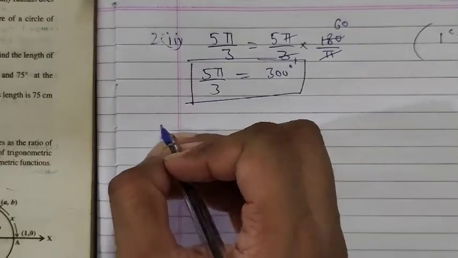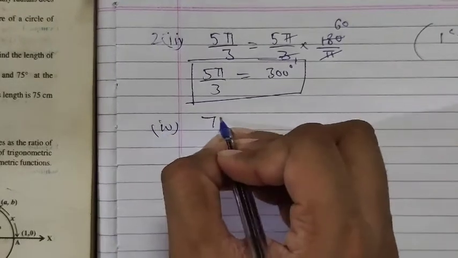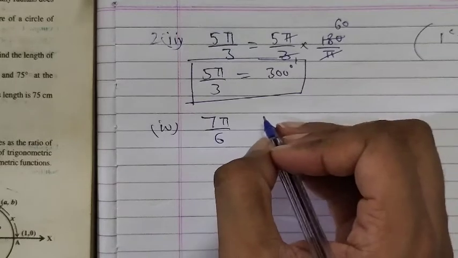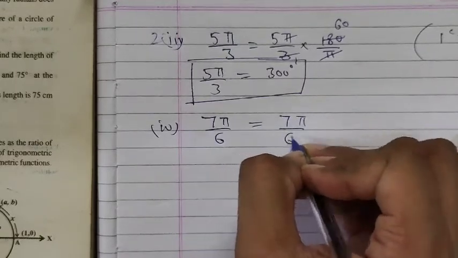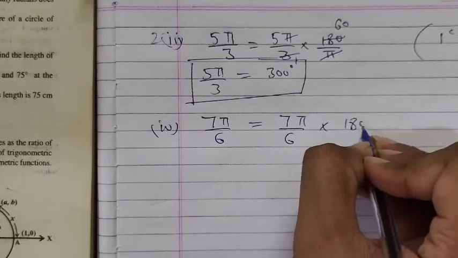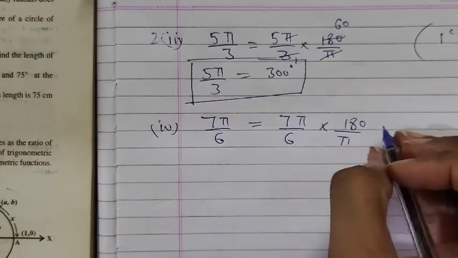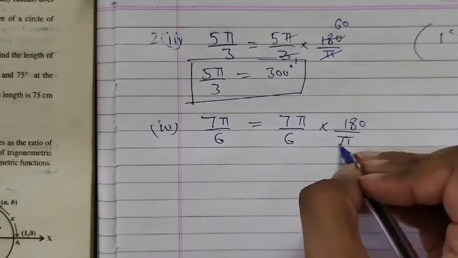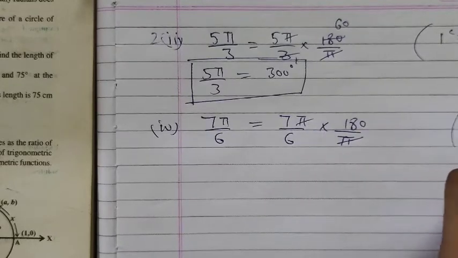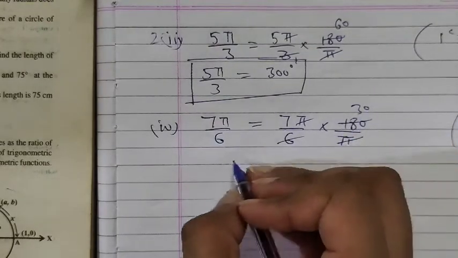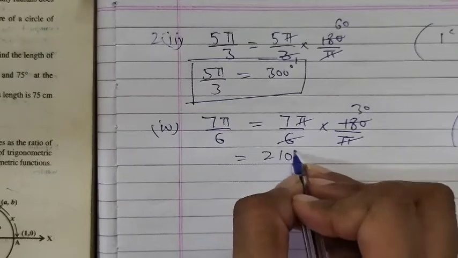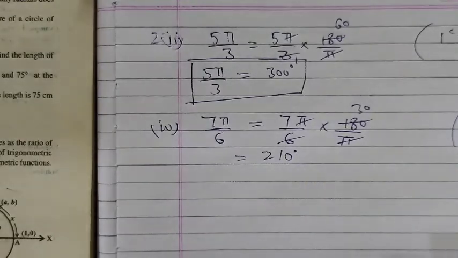Next, fourth part, 7 pi by 6. So 7 pi by 6 multiplied by 180 upon pi, because we have to convert it into degrees. Pi and pi cancel, the reason being the same, 1 radian is equal to 180 upon pi degrees. 6 into 30 is 180, 30 times 7 is 210 degrees. So the answer is 210 degrees.